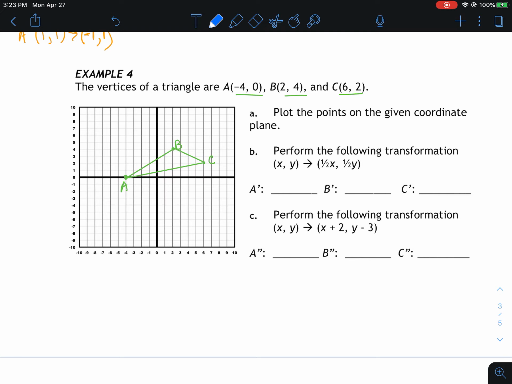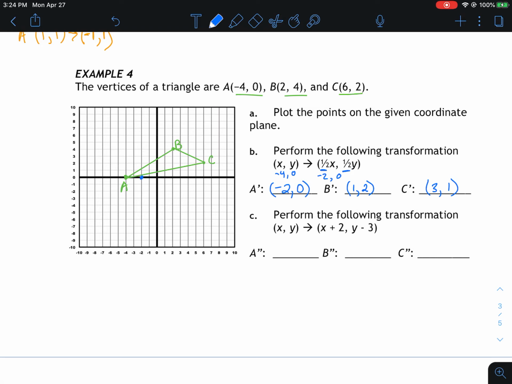All right, so for letter B, it says perform the following transformations. We want to do half of x and half of y. So my original A is -4, 0. Half of x is going to be -2, and half of 0 is still 0. So my ordered pair is -2, 0 for my A. For my B, half of 2 is 1, and half of 4 is 2. For C, half of 6 is 3, and half of 2 is 1.